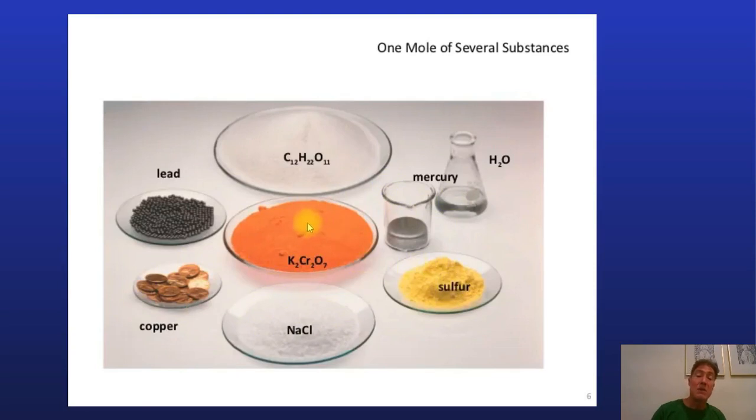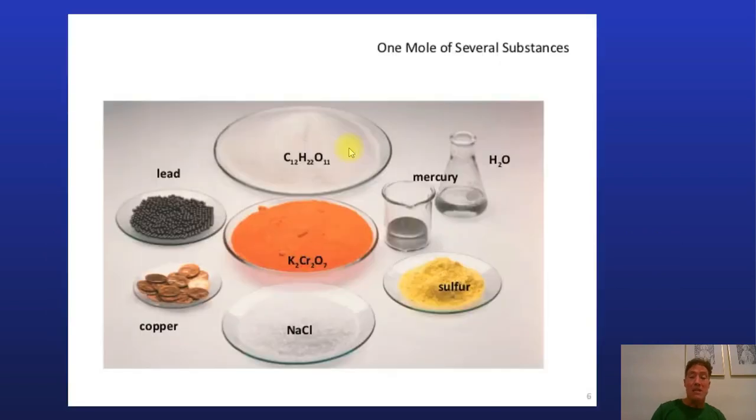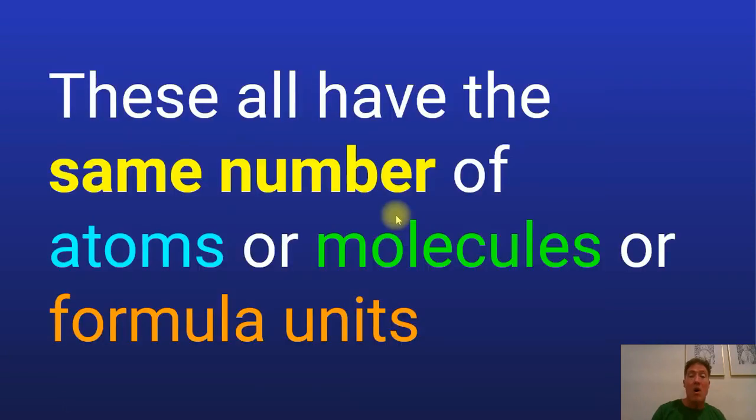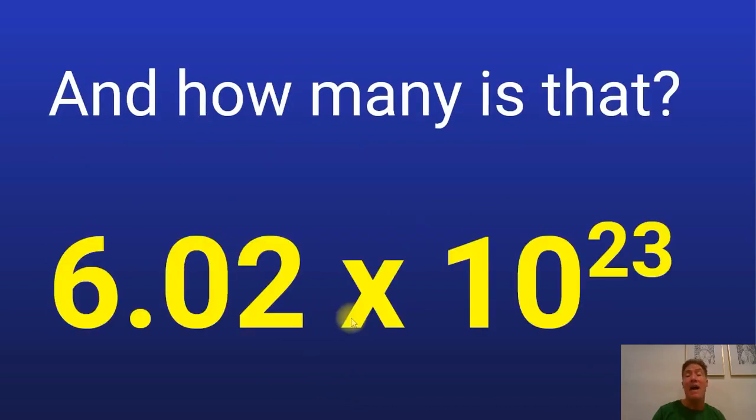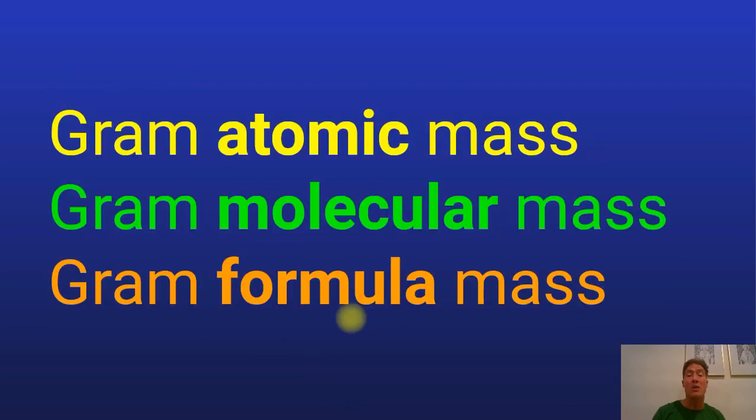Okay, and you're going to see that they weigh different things because they're made up of different weighing atoms. And so a mole of each of the particular atoms is going to vary depending on how many are clustered together in the molecule. But all of these, whatever their size, whatever their different weights, all have the same number of atoms or molecules or formula units, namely Avogadro's number. So we've also learned 3 important related terms.